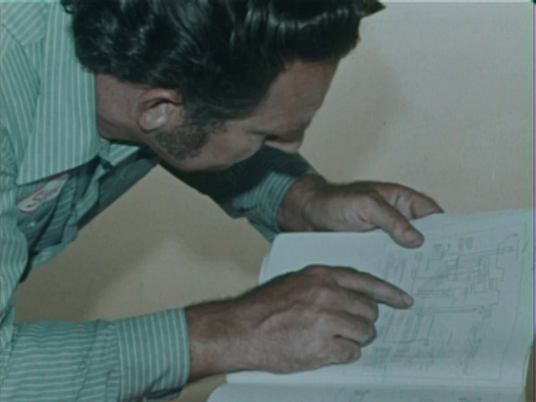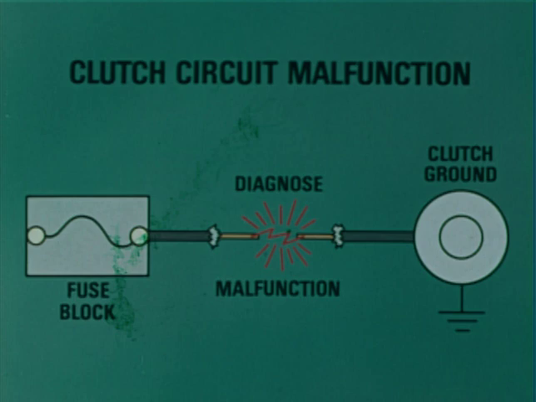Since the blower and the compressor clutch are wired to the same fuse at the fuse block, the trouble cannot be a blown fuse. We have determined so far that there must be an electrical system malfunction somewhere in the clutch circuit between the fuse block and the clutch ground connection.